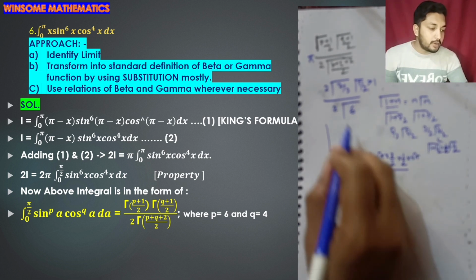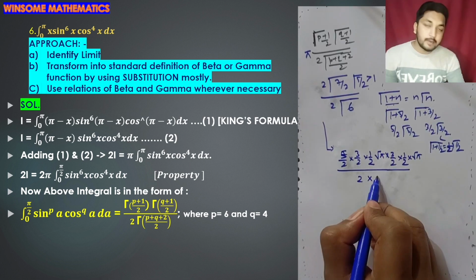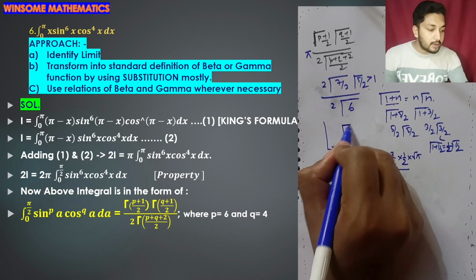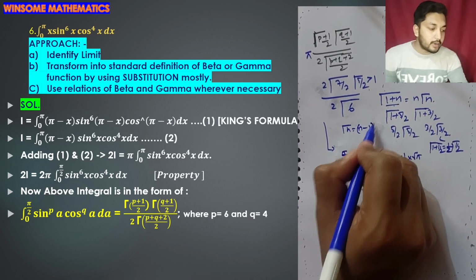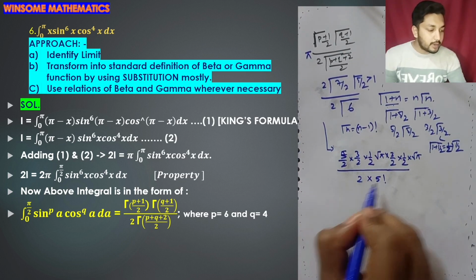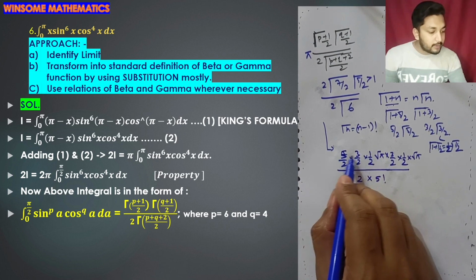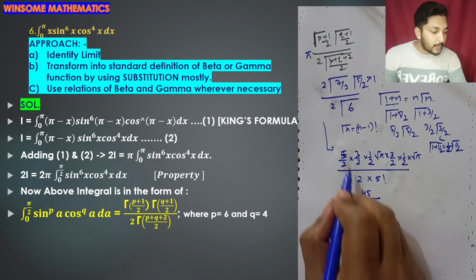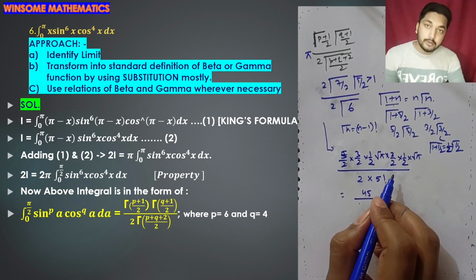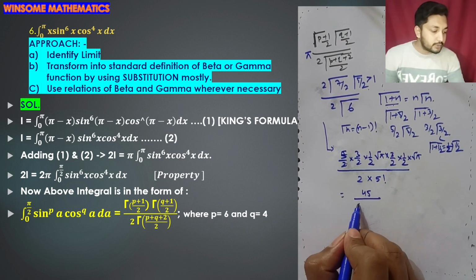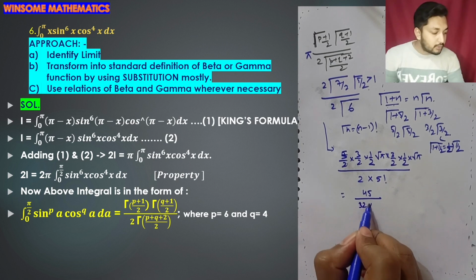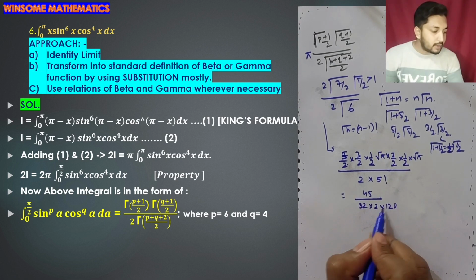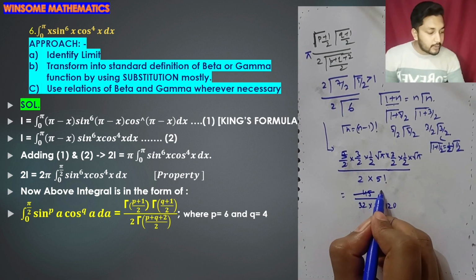Upon 2 into gamma 6. That means 6 minus 1 factorial, because gamma n is equal to (n minus 1) factorial. Okay, so this is 5 factorial. So this is clear, 45. 5 into 3 into 3, this is 45. Upon this is 2 into 2 into 2 into 2, 32, because 5 times, and this is 2. Okay, so 32 into 2 into 120. Clear. So this is answered with 15, 3 times.